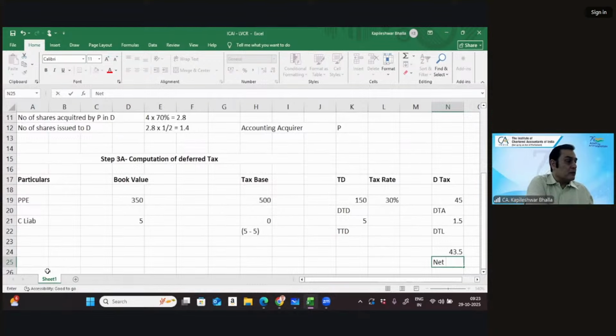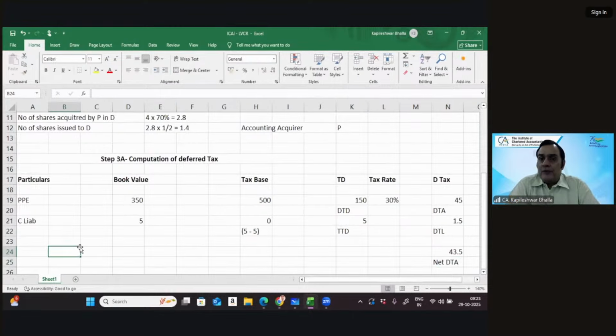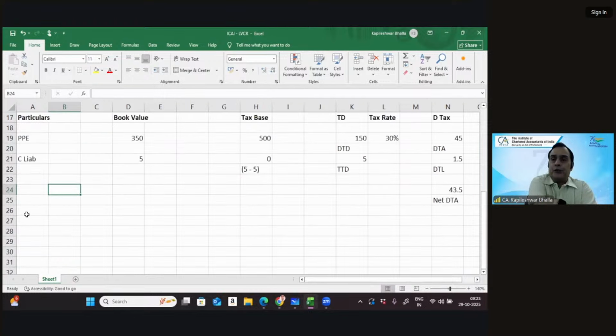Okay, let me just also keep the question in front of me as we progress, so that we are not lost anywhere along the track. Yes, so I think my calculation of the DTA is done. I would call this a net DTA. So this is my step number 3A, where we have organized the calculations of the deferred tax on all those assets and liabilities which are taken at fair value. So the fair value becomes the book value, and indirectly the book value becomes the tax base, with the help of which we are able to get the deferred tax implications.